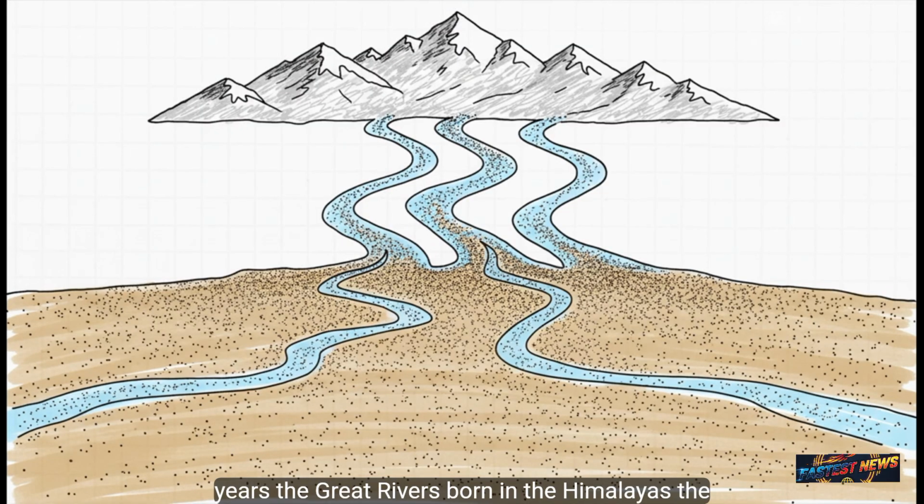Over millions of years, the great rivers born in the Himalayas, the Indus, the Ganga, the Brahmaputra, carried trillions and trillions of tons of eroded sediment down from the mountains. And they just deposited all of it in this vast depression to the south. What this created is the largest, flattest, and most fertile stretch of alluvium on the entire planet.